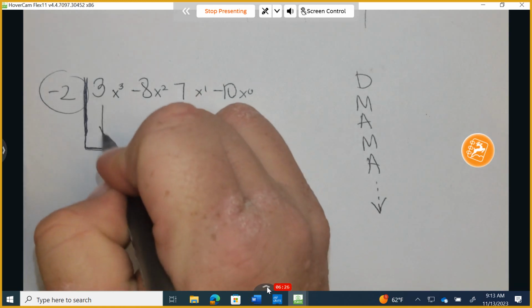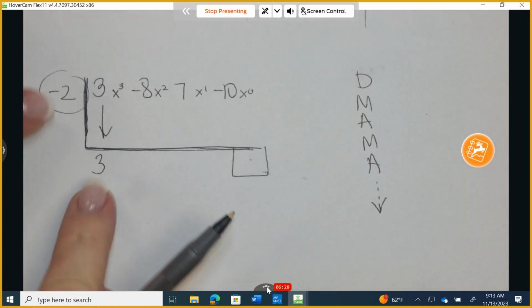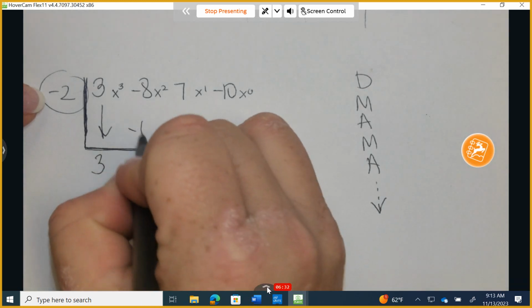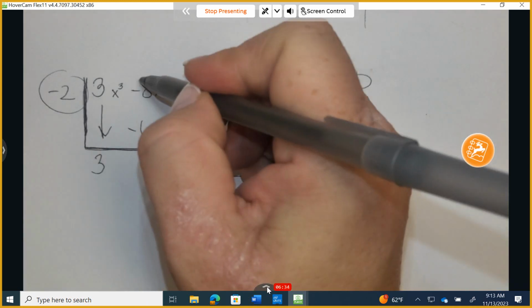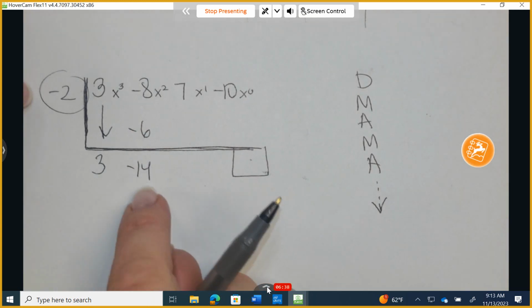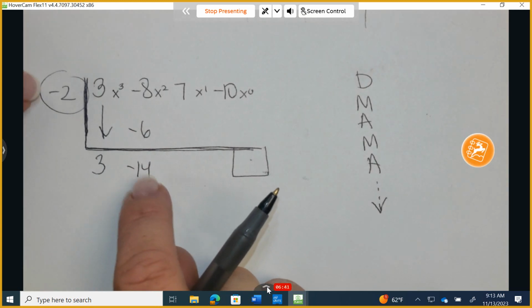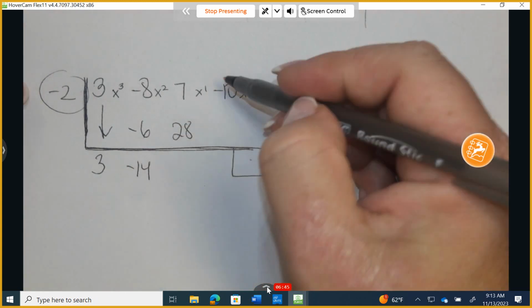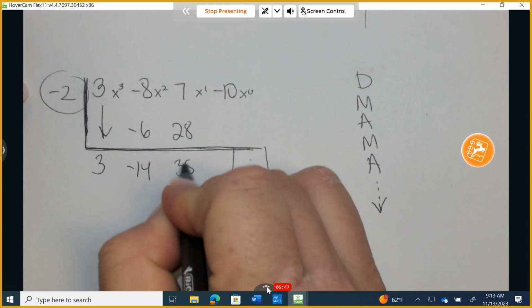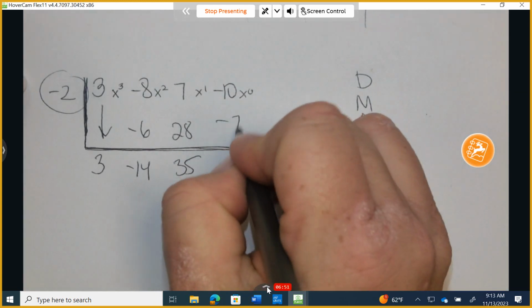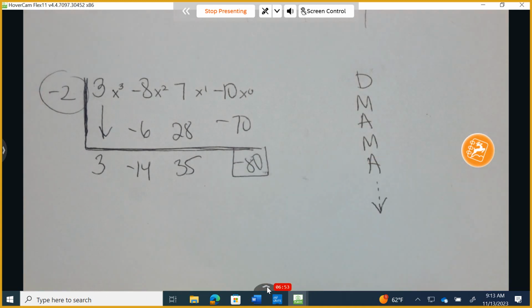So we're going to drop down the first value. We always multiply back here. So I'm multiplying to get -6. I'm combining down to get a -14. I'm multiplying -2 times -14 is a +28. I'm combining down to get 35. I'm multiplying to get -70. I'm combining to get a -80.